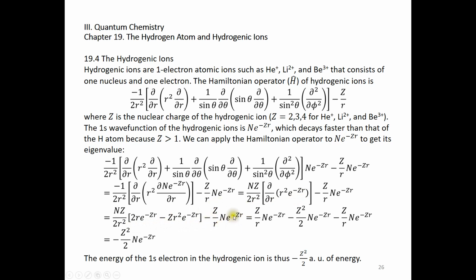Here we have the potential energy operator applied to the wave function. So we expand this too. We get a total of 3 terms. And fortunately, the first and third term cancel. Now we have only this. It's negative Z squared over 2 times the wave function. Therefore, this function is indeed an eigenfunction of the Hamiltonian operator of the hydrogenic ions. The corresponding eigenvalue is negative Z squared over 2.